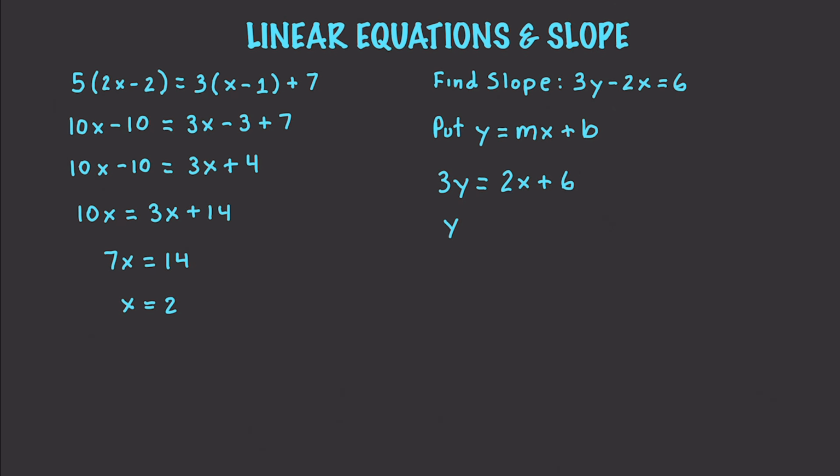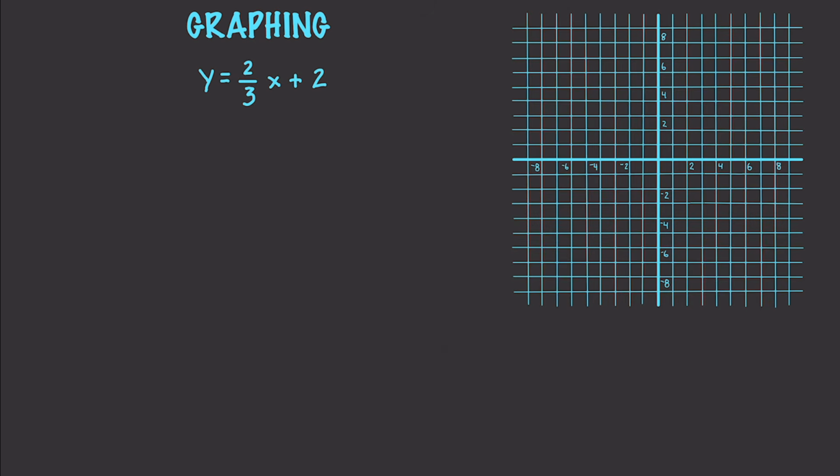And I'm going to get y is equal to 2 over 3x plus 2. And this guy right here is our slope. So the slope for this equation is going to be equal to 2/3. Very useful to know. All right, so how do we graph an equation like this?